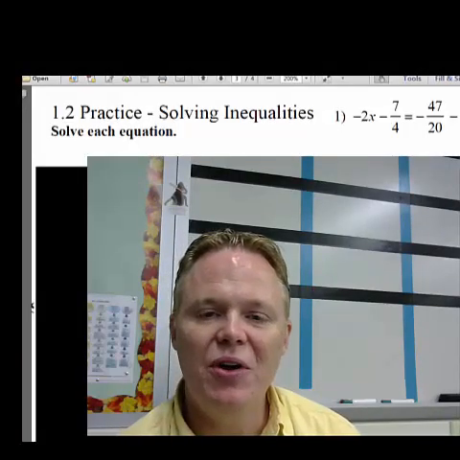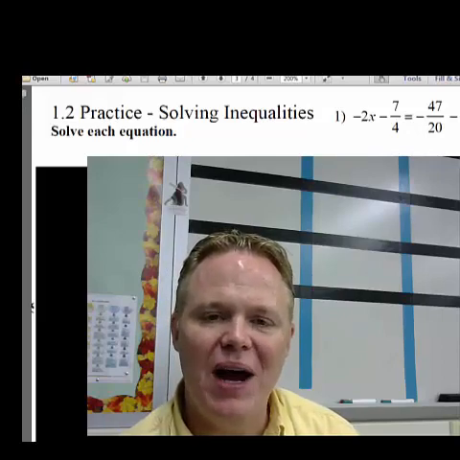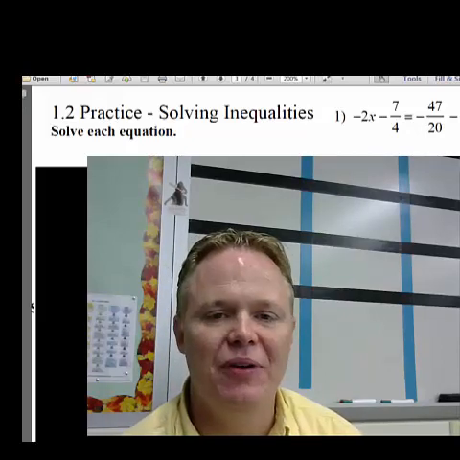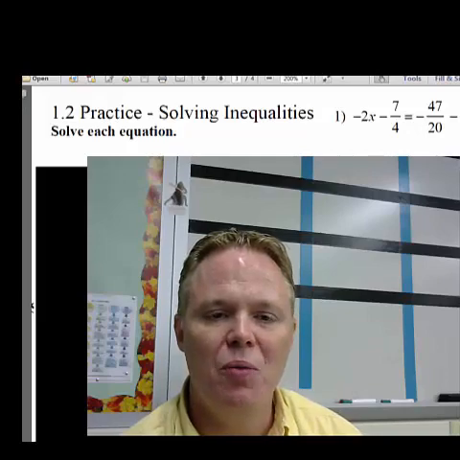We're going to be looking at solving equations and inequalities with fractions and without fractions, and see what the differences are. This was what we were working on, 1.2, the worksheet. We're going to do a couple of these, and here we go.